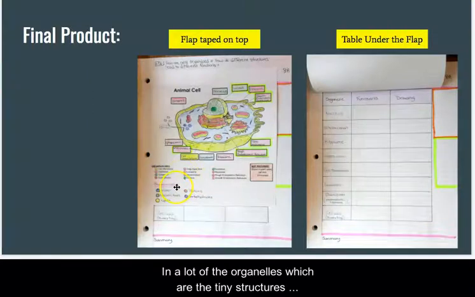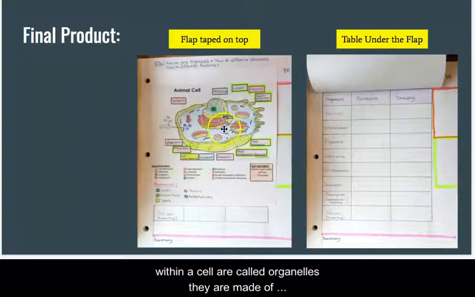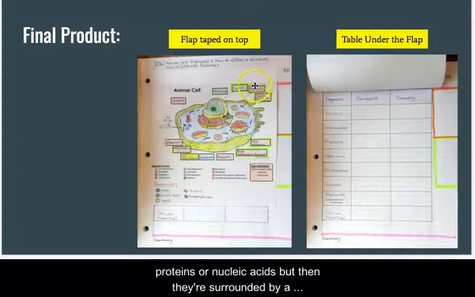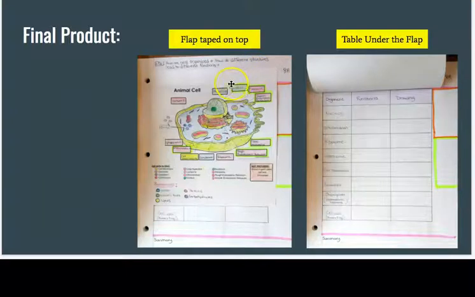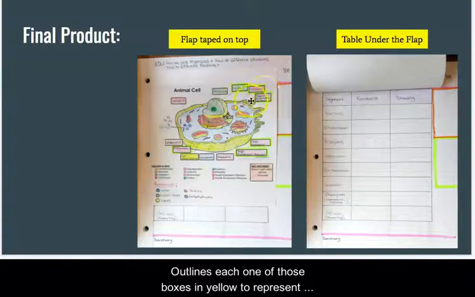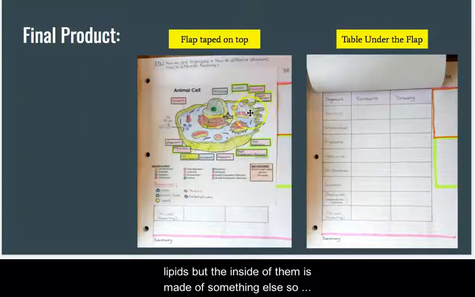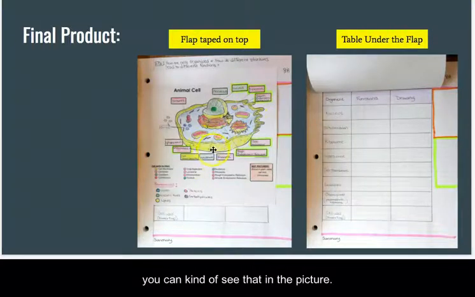And a lot of the organelles, which are the tiny structures within a cell, they're called organelles, are made of proteins or nucleic acids, but then they're surrounded by a membrane. So to highlight that, I just kind of outlined each one of those boxes in yellow to represent lipids, but the inside of them is made of something else. So you can kind of see that in the picture.